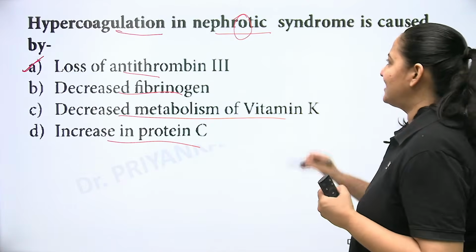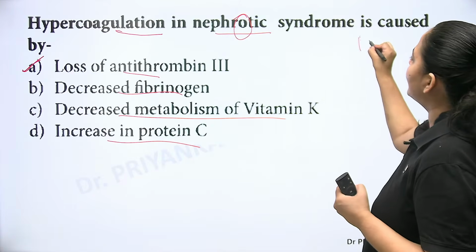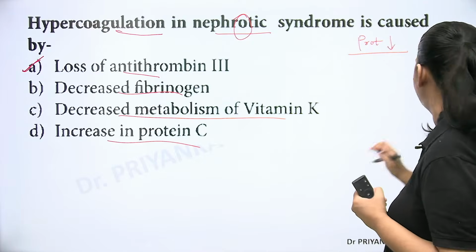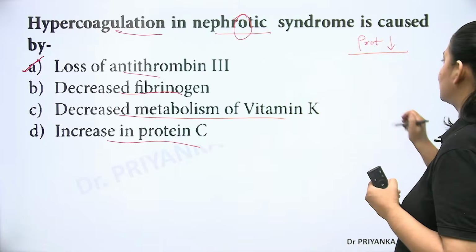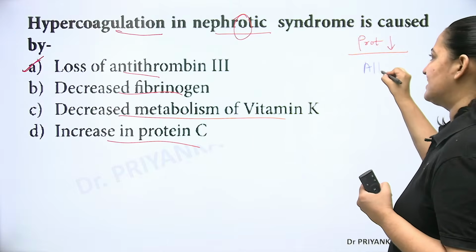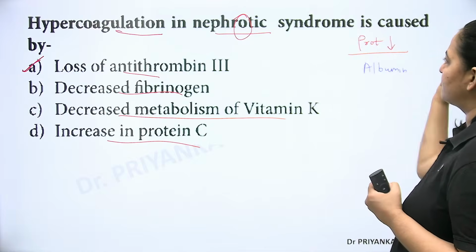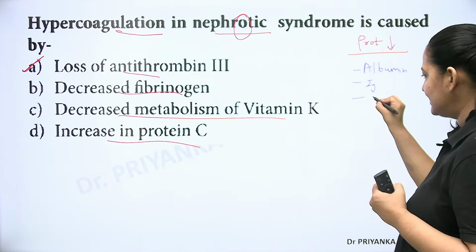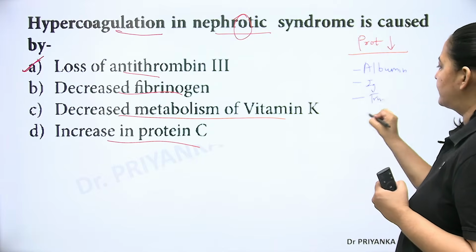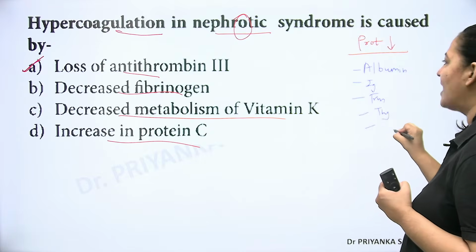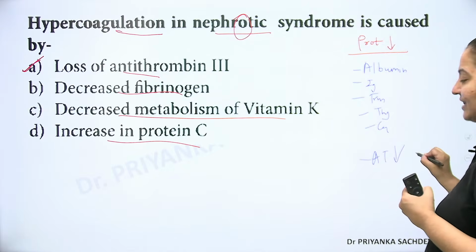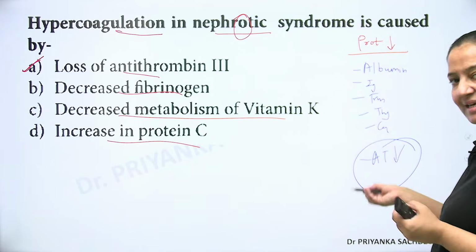I told you that in nephrotic syndrome, many proteins are lost in urine. So the concentration of many proteins in the blood will fall. I have given you the list. Albumin is the most common protein which is lost, and that's why its concentration in the blood is less. Apart from albumin, it is immunoglobulin, transferrin, thyroxine, ceruloplasmin, but the main protein is antithrombin 3, which is lost in urine. That's why blood concentration of antithrombin 3 is less.